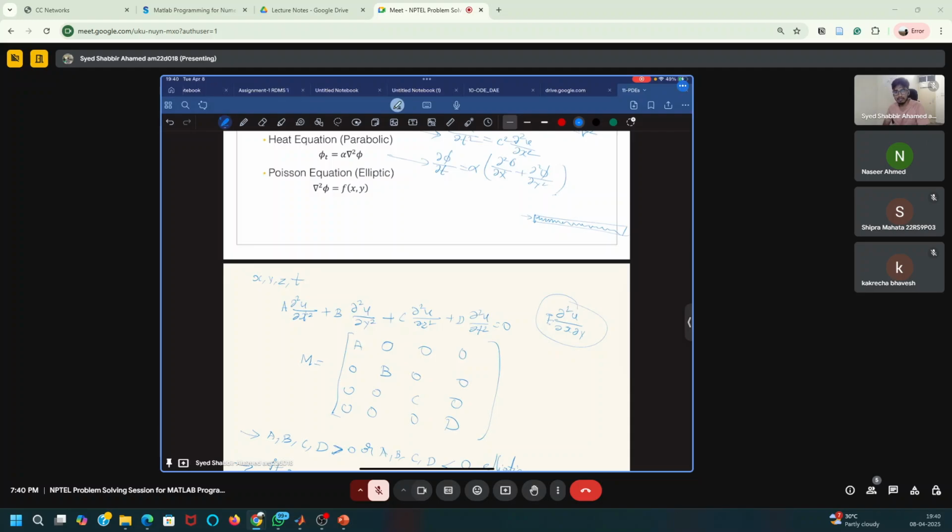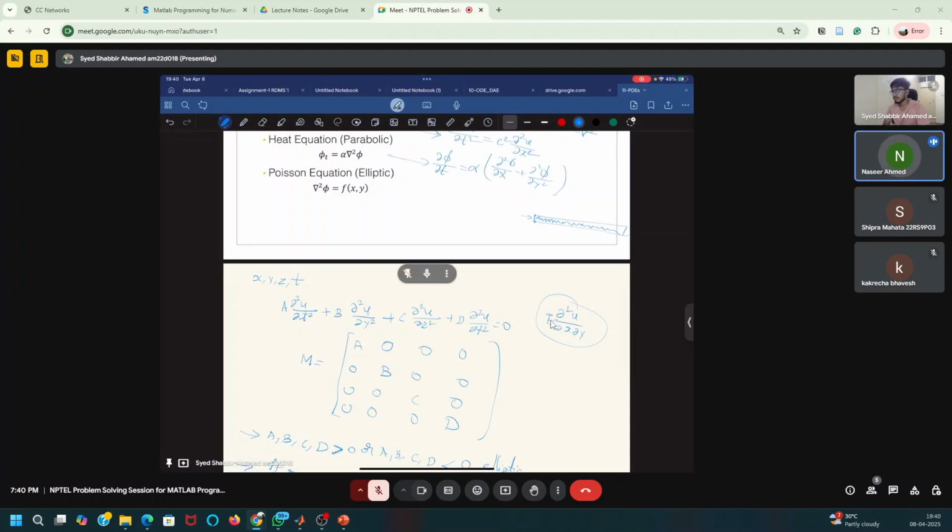Sir, even geometrically, I think the maximum is second or third order derivative. Even the physical interpretation, beyond that there is no such physical interpretation.